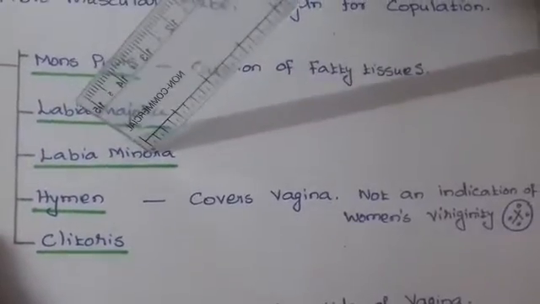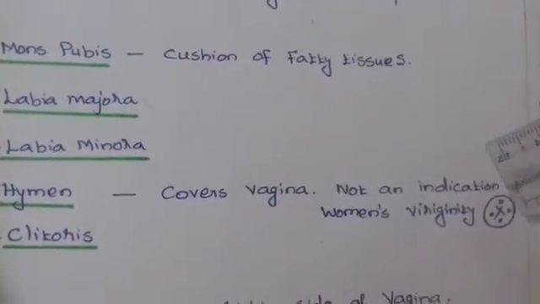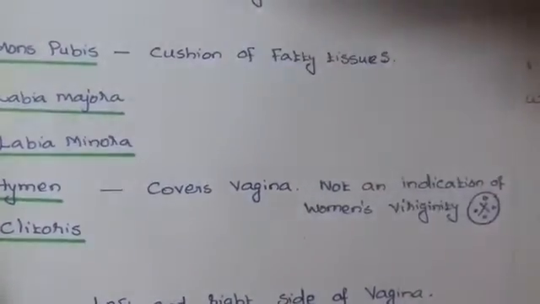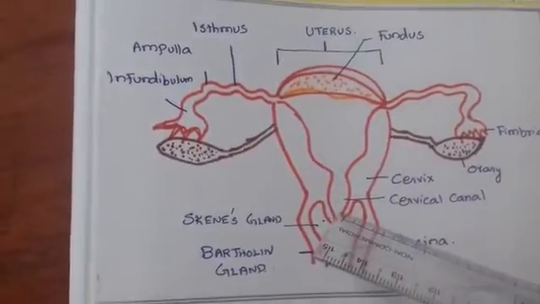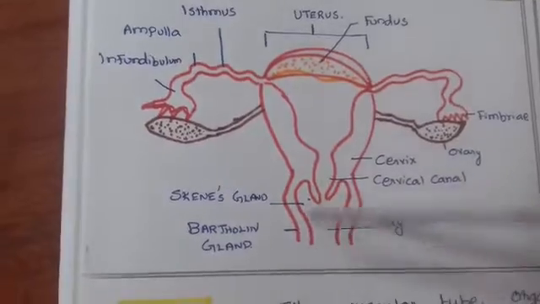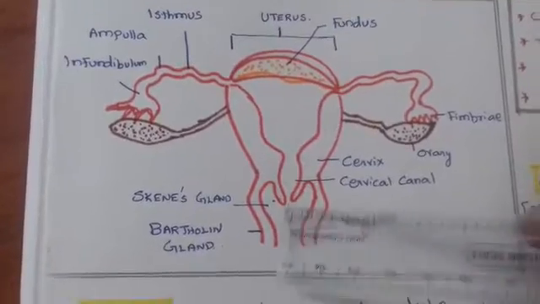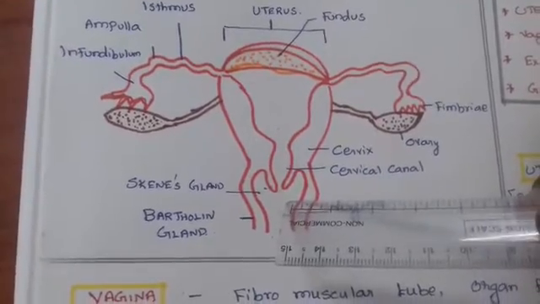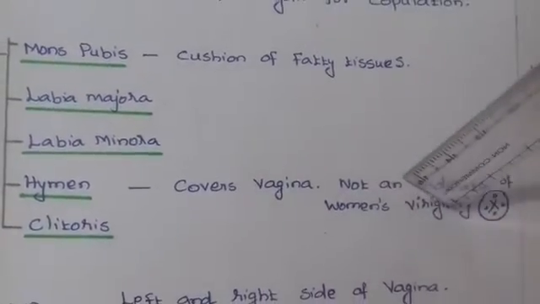Labia majora and labia minora are 2 layers. The hymen covers the vagina. Most importantly, during the first time of sex, through the vagina during copulation, the hymen tears. But in women, during heavy exercise, cycling or any physical work, the hymen also tears. So more importantly, it is not an indication of a woman's virginity. This is not for your examination but for your life.